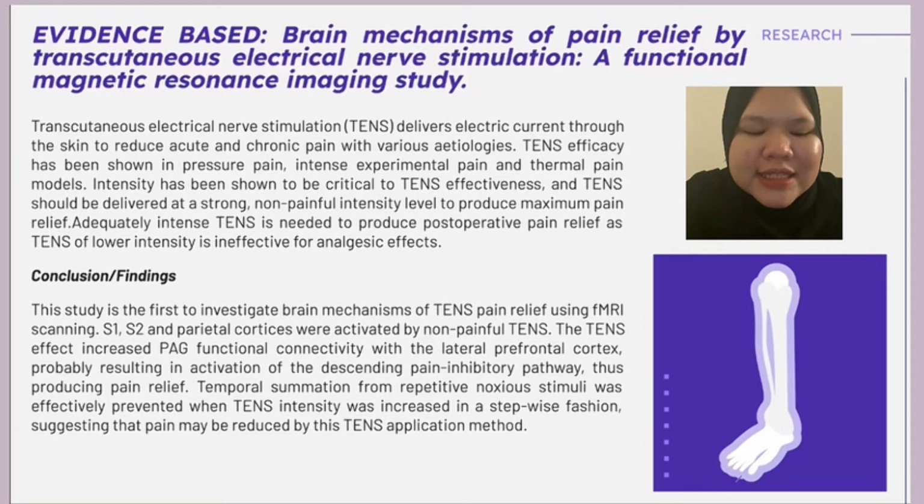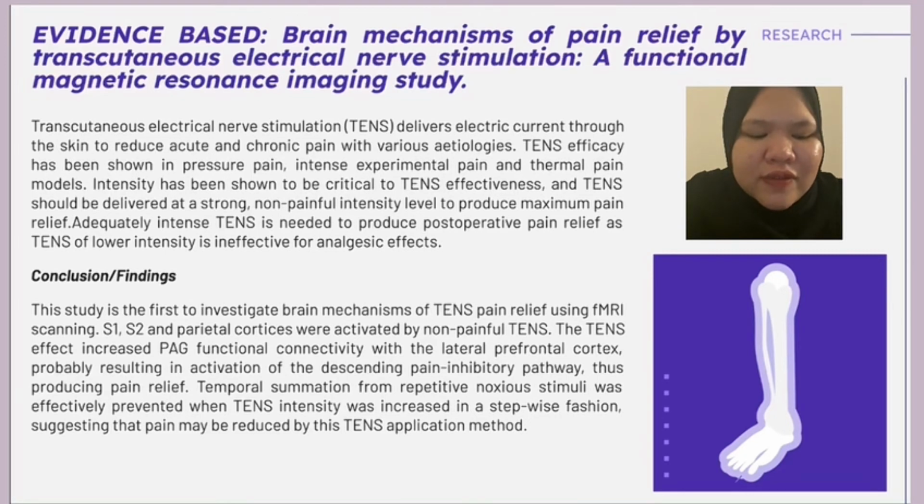Adequately intense TENS is needed to produce post-operative pain relief, as TENS of lower intensity is ineffective for analgesic effects. So the conclusion: this study is the first to investigate the brain mechanism of TENS pain relief using fMRI scanning. The S1, S2, and parietal cortices were activated by non-painful TENS.